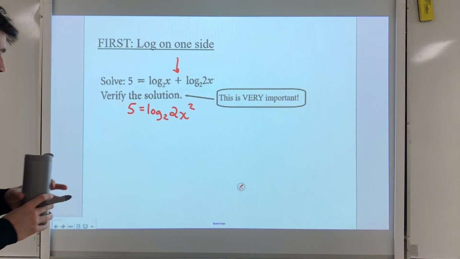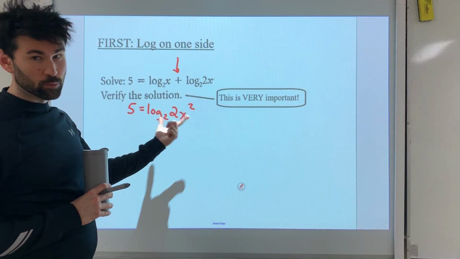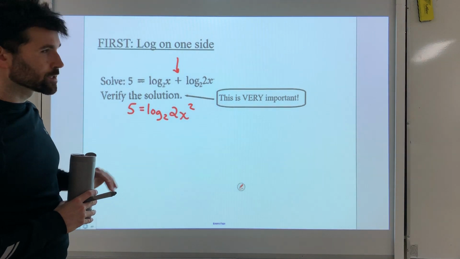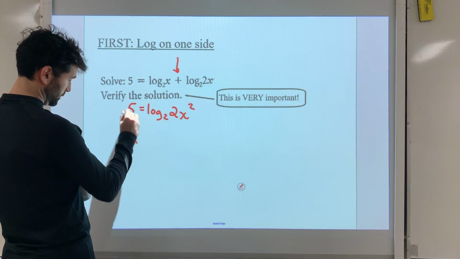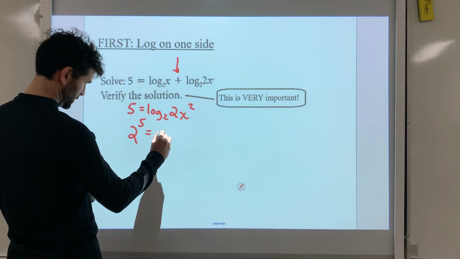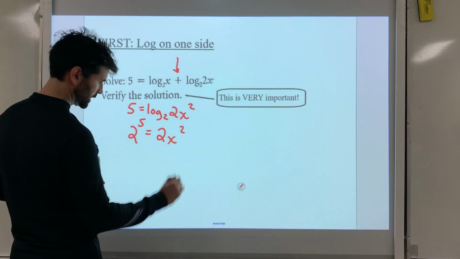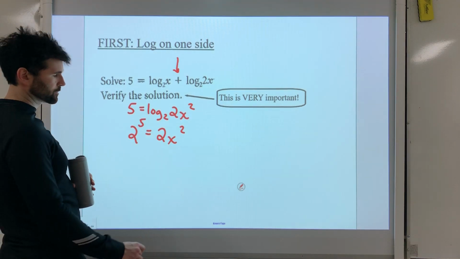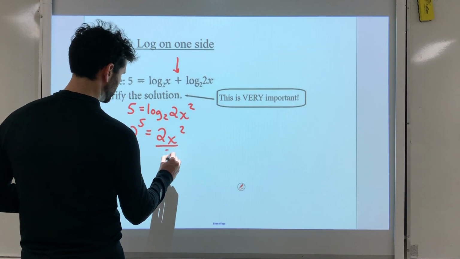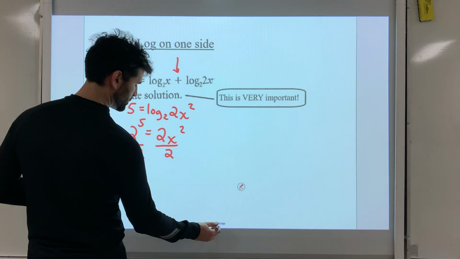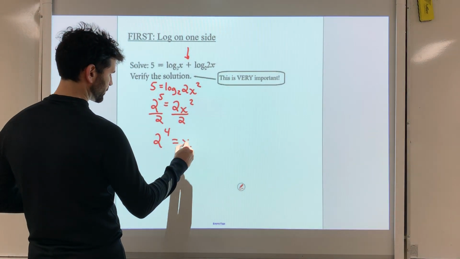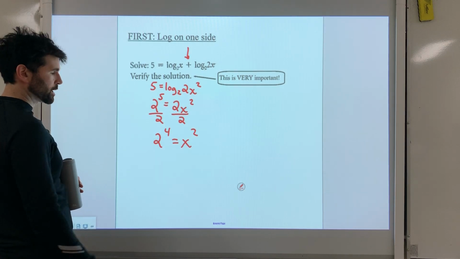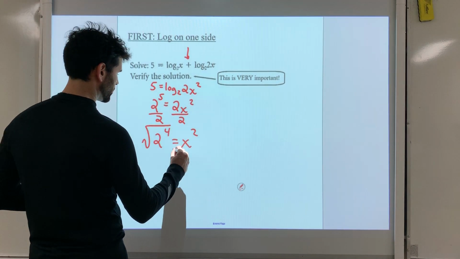Okay, now you've got it simplified where you have a log on one side. So the only way you can solve this at this point is to use exponential form and say, okay, 2 to the power of 5 equals the argument. Okay, and now you can solve this equation for x squared. Well, I'm going to divide both sides by 2 right off the hop. So 2 to the power of 5 divided by 2 is 2 to the power of 4, and it equals x squared. Now just do the square root of both sides.